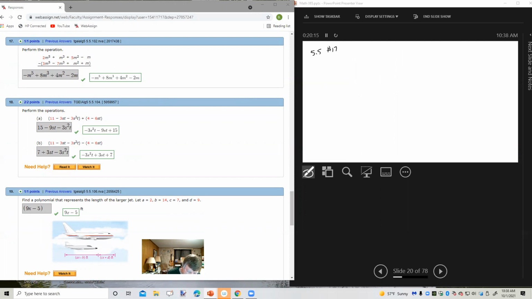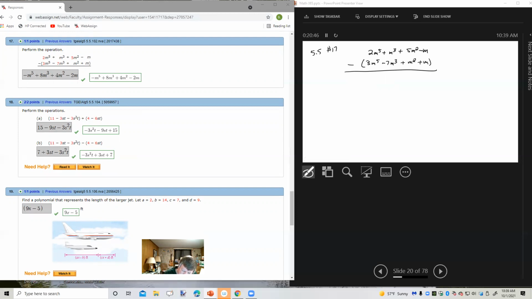And we have 2m to the 5th plus m cubed plus 5m squared minus m. And then below that, 3m to the 5th minus 7m cubed plus m squared plus m. And we are to subtract that. So think back to your arithmetic days.